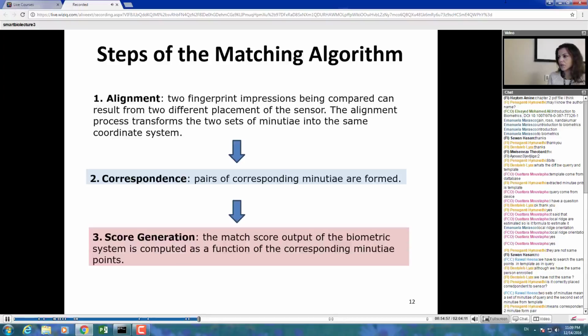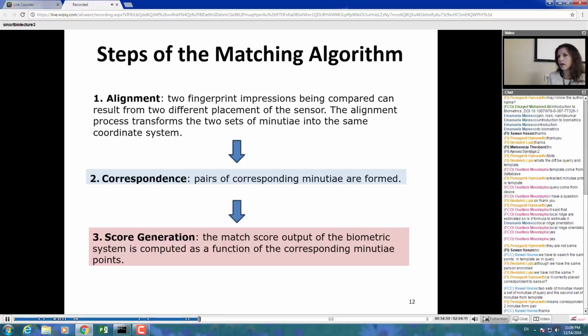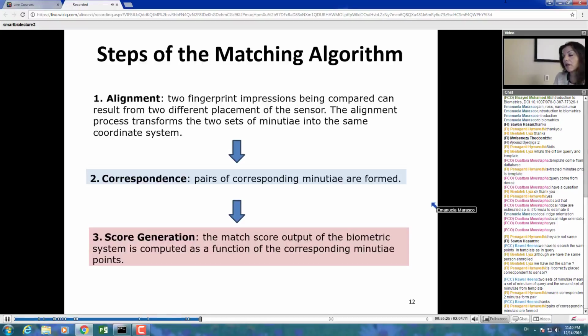I don't understand the question. So Hina is okay with the answer. And then there is another question from Hima that is not clear to me: what does corresponding minutia from a pair mean? So the pair of minutia is a pair where one element is in the template and one element is in the query. Pairs of corresponding minutia form, yes.